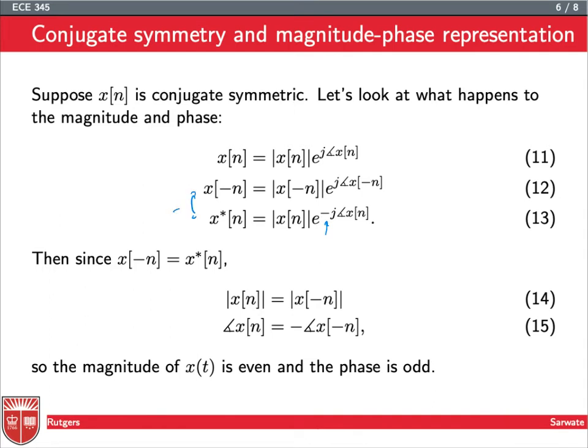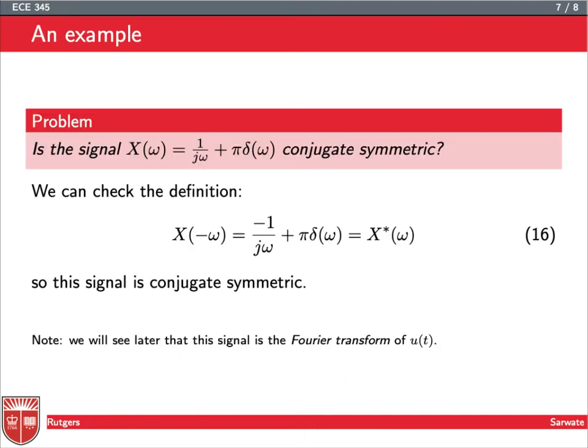But again, we're saying that these two things are equal to each other. So that is to say x of minus n is equal to x star of n. And so that means their magnitudes have to be equal and their phases have to be equal, which means the magnitude of x of n has to equal the magnitude of x of minus n. So this is even. And the phase of x of n has to equal minus the phase of x of minus n. So this means that it's odd. So if you have a conjugate symmetric signal, the magnitude is even and the phase is odd. So in both our representations, Cartesian and magnitude phase, we can see that the conjugate symmetry implies our original, earlier type of symmetry for the different parts of the decomposition.